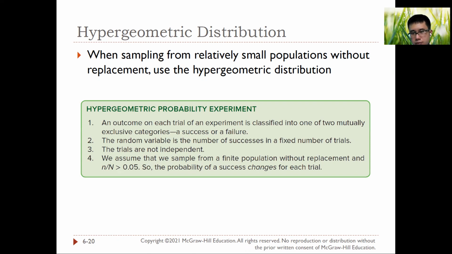I'm sorry, here our definition of the random variable is the number of successes in a fixed number of trials. Here we have a fixed number of trials, and the trials are not independent. One trial affects another trial, and our population is finite and also without replacement, with the proportion of little n divided by big N greater than 0.05.